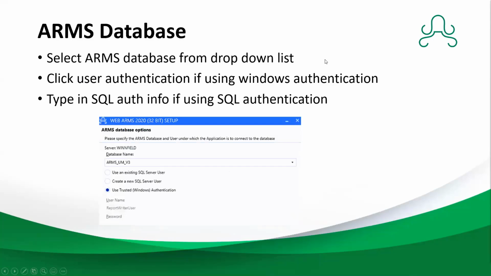All right, and the next screen is ARM's database options. So you'll have your test server and then your database name, which is ARM's UMv3, and that's the actual database within SQL. So you'll choose that. There's a drop-down box that you can select from however many you have. And once again, you'll use that Windows authentication. That way you don't have to type any credentials. But if you are, you can use an existing SQL Server authentication account.